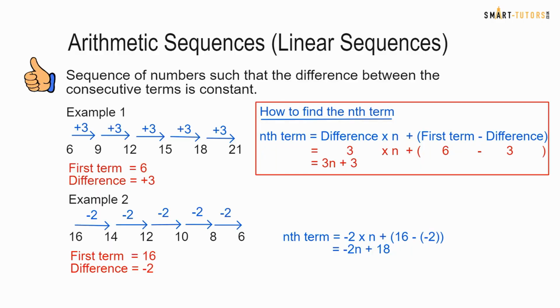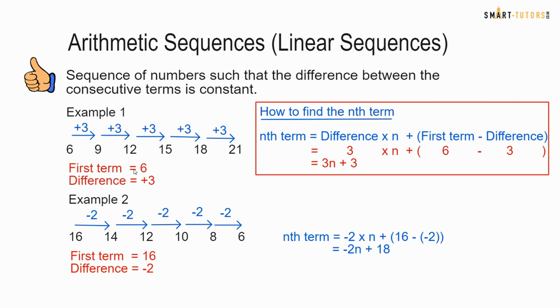Arithmetic sequences, sometimes called linear sequences, are sequences of numbers such that the difference between consecutive terms is constant. For example, consider the sequence 6, 9, 12, 15, 18 and 21. The difference between 9 and 6 is 3, 12 and 9 is 3, 15 and 12 is 3. So for any two consecutive numbers, the difference is the same.